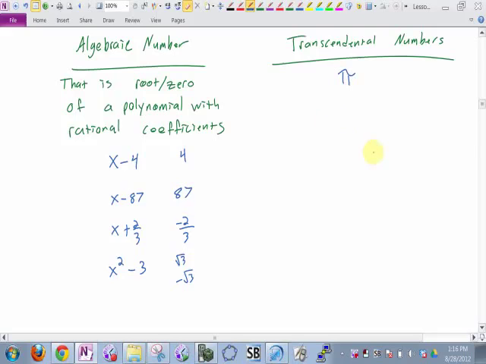There's another. It's actually my favorite number in the whole world. You learned about it last year. E. Everybody remembers pi is 3.14, blah, blah, blah. What's E?